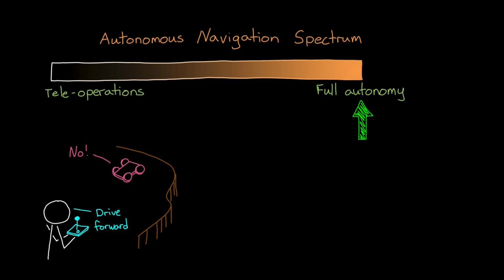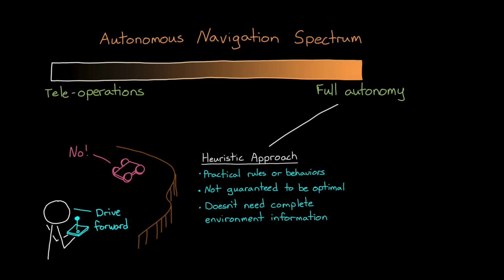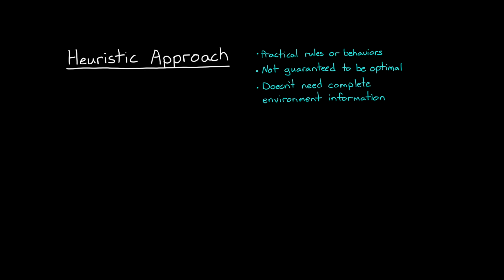But even with fully autonomous navigation, we can further divide this into two different approaches. A heuristic approach, where autonomy is accomplished through a set of practical rules or behaviors. This doesn't guarantee an optimal result, but it's good enough to achieve some immediate goal. The benefit of heuristics is that you don't need complete information about the environment to accomplish autonomy. And then on the other side, there is an optimal approach, which typically requires more knowledge of the environment. And then a plan and resulting actions comes from maximization or minimization of an objective function. So let's go into a little bit more detail into each of these.